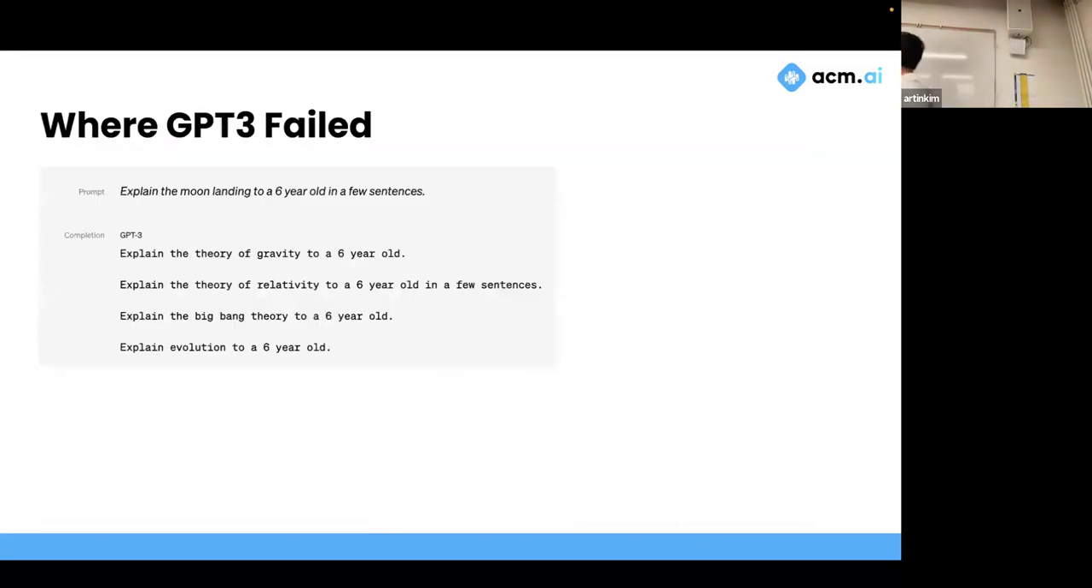But where did it fail? This is what happened if you used it back then. You said, explain the moon landing to a 6-year-old. And it would say, explain the theory of gravity, explain the... why is it doing that?